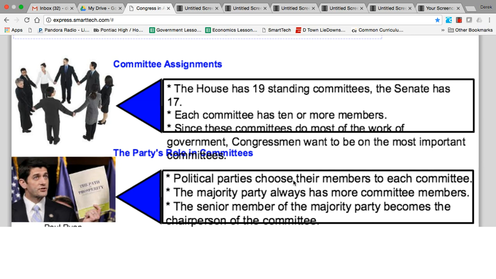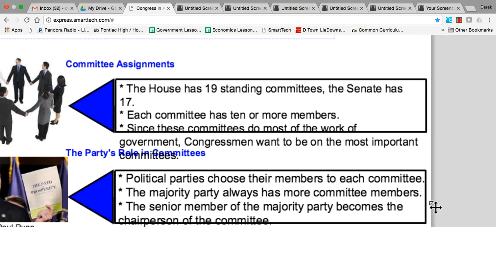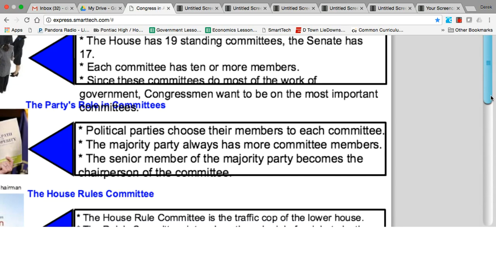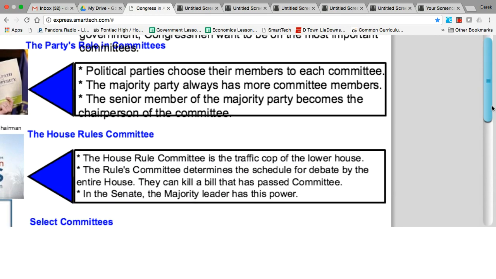Now, a senior member of the majority party generally becomes the chairperson of the committee. So if you're a majority party member and you're assigned to a particular committee and you have been in Congress for a very long time, you get to be the chairperson of that committee. So that's an important role of parties and of seniority in committees.